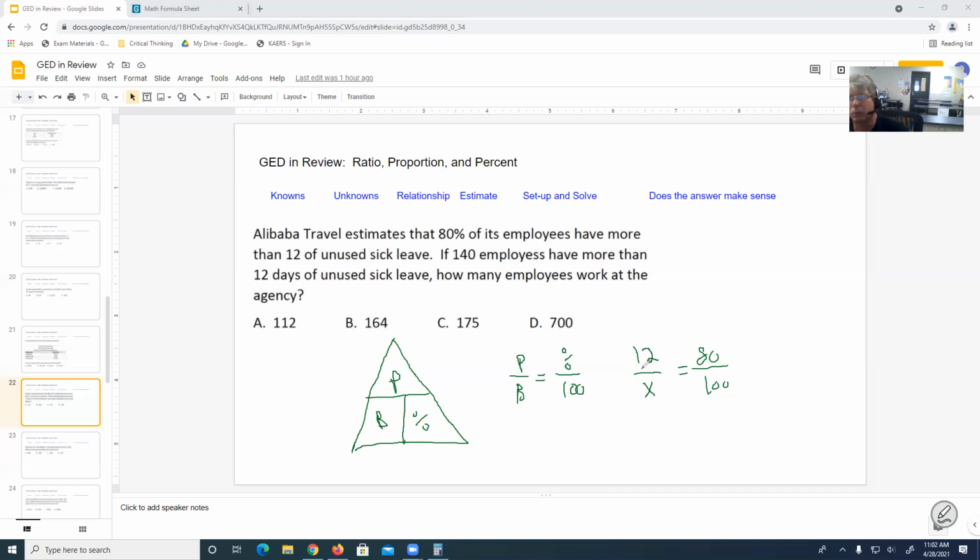So if I'm using the proportion model, I'm sorry, not 12. How many employees had more than 12 sick days? See how extra information can get you in trouble. 140 employees have more than 12 unused sick days. So that actually is 140. That 12 is kind of a misleader there, and it almost got me. So again, when you have a proportion, you are allowed to solve it by using cross multiplication.